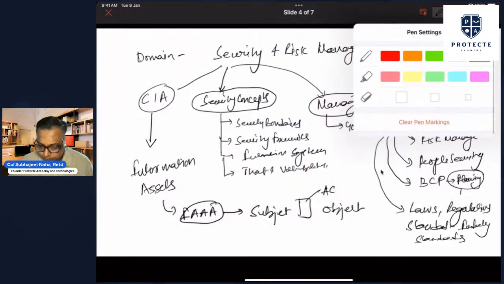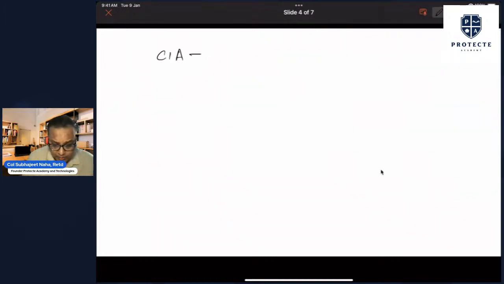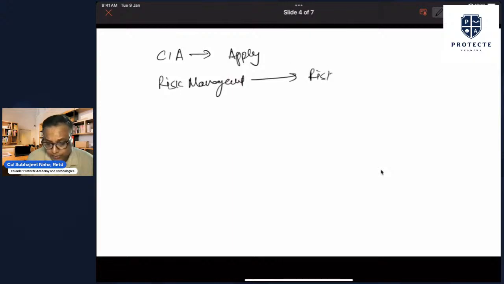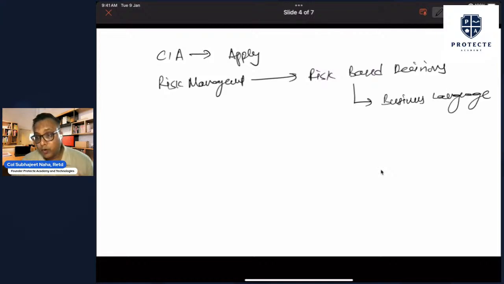Now, once you do that, there are some major outcomes. The major outcome is you understand how to apply CIA and how to do risk management. This leads you to taking risk-based decisions. This is the main part because it lets you speak the business language. You talk in terms of business language and you do not talk technical when dealing with your top management. Top management is not worried about the minor details. You learn how to speak the business language.